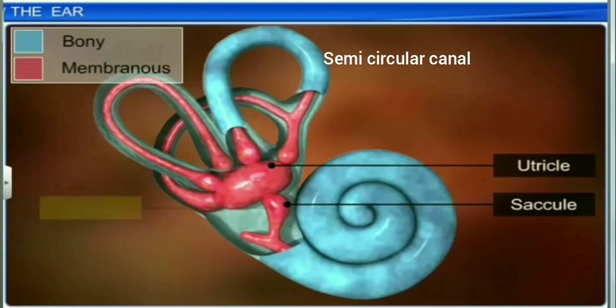The three semicircular canals are arranged in such a way that movement in any plane can be detected by these cells, and the balance and posture of the body is maintained. Receptors for dynamic balance lie in the cristae of the ampulla, while for static or linear balance, they are in the macula of utriculus and sacculus.